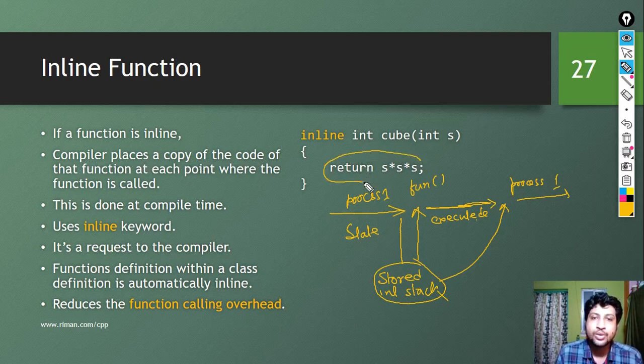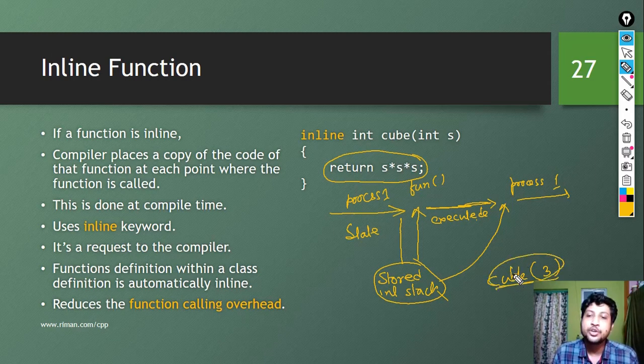That means this code will be placed everywhere it is called. That means if cube of 3 is called here, this particular cube of 3 will be replaced by return s multiplied by s multiplied by s. So the body of this function will replace all the occurrences of the function calls of this particular inline function. This is done at compile time.